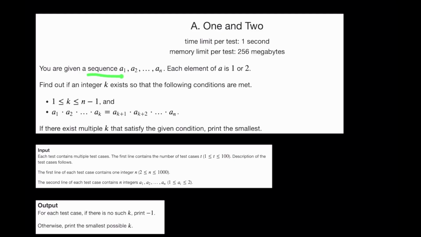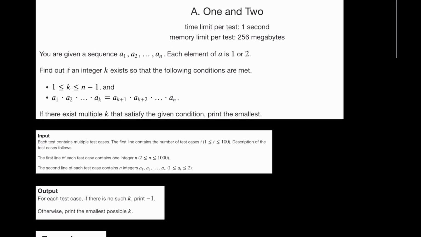You are given a sequence A of N. Each element of A is 1 or 2. Find out if an integer k exists so that the following conditions are met. K is between 1 to n minus 1 and the product of all the elements till k and after k is equal. If there exist multiple k that satisfy the given condition, print the smallest.